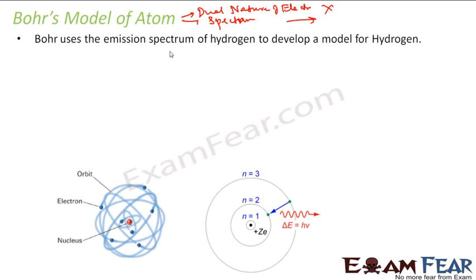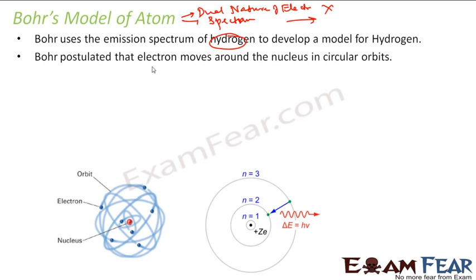He uses the emission spectrum of hydrogen. That was the base for him to develop the model for hydrogen. And he postulated that electron moves around the nucleus in circular orbits. For example, this is the nucleus, and he's telling that this electron moves around this nucleus in the circular orbit. They are fixed circular orbits and it moves around that.